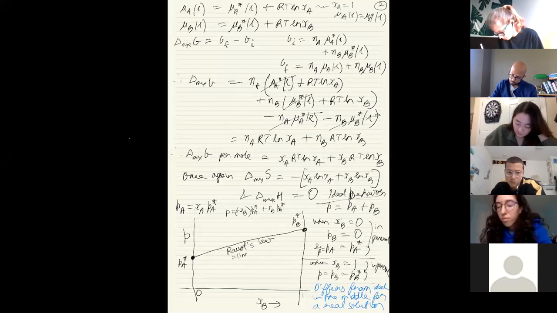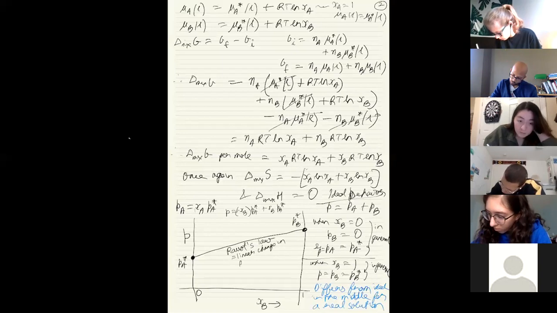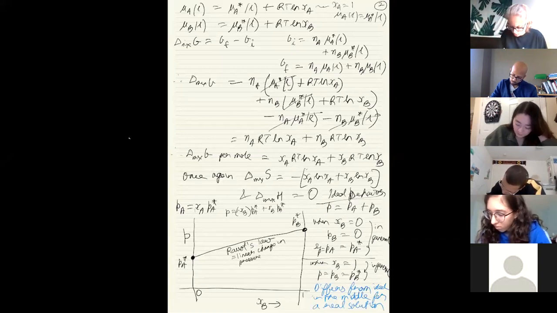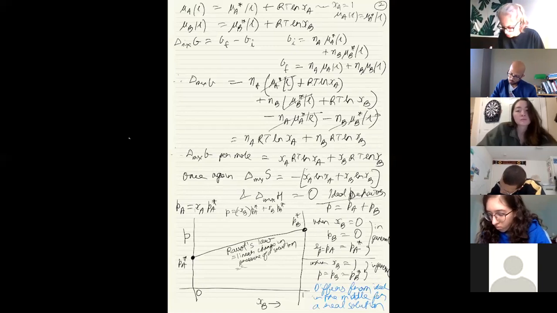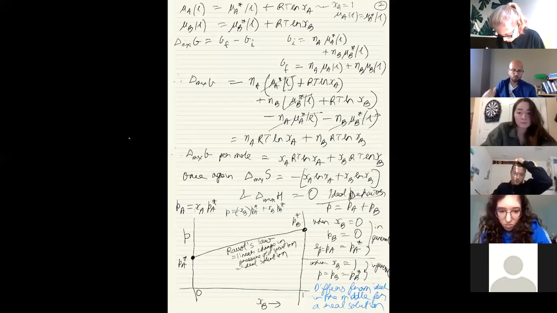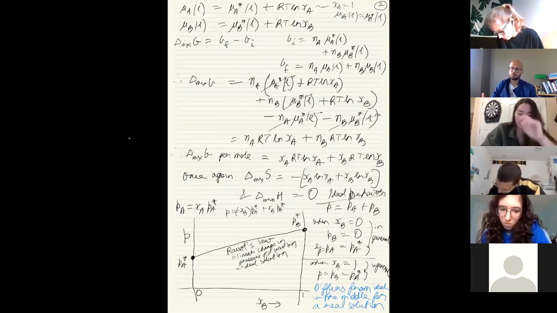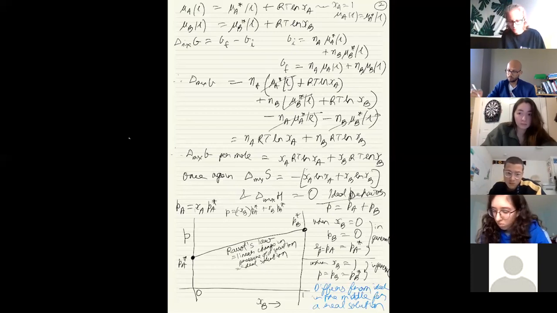Raoult's law is a linear change in pressure of a solution. And as you can see, ideal solutions will follow Raoult's law. So it's synonymous: an ideal solution will follow Raoult's law. In reality, that is not the case. You can have deviation from Raoult's law, and the deviations can look as follows.